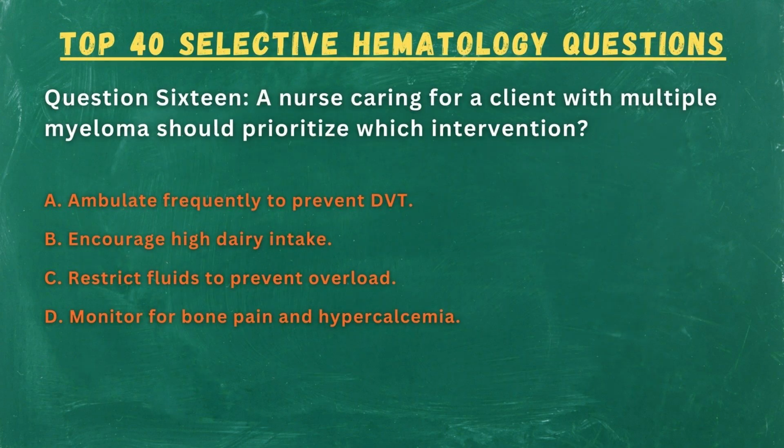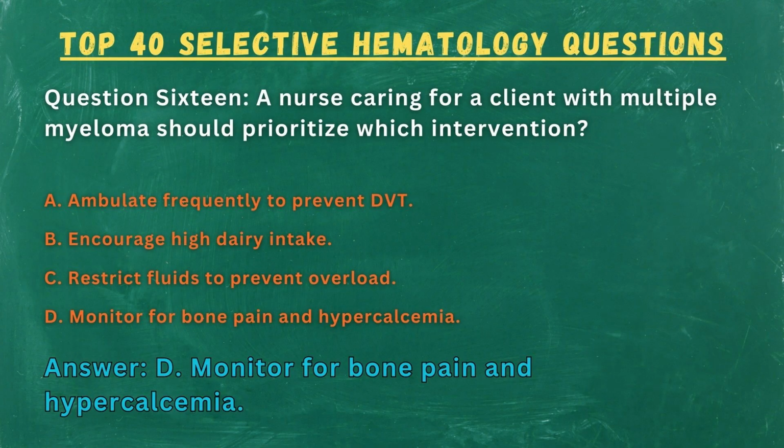Question 16. A nurse caring for a client with multiple myeloma should prioritize which intervention? A. Ambulate frequently to prevent DVT. B. Encourage high dairy intake. C. Restrict fluids to prevent overload. D. Monitor for bone pain and hypercalcemia. Answer. D. Monitor for bone pain and hypercalcemia.